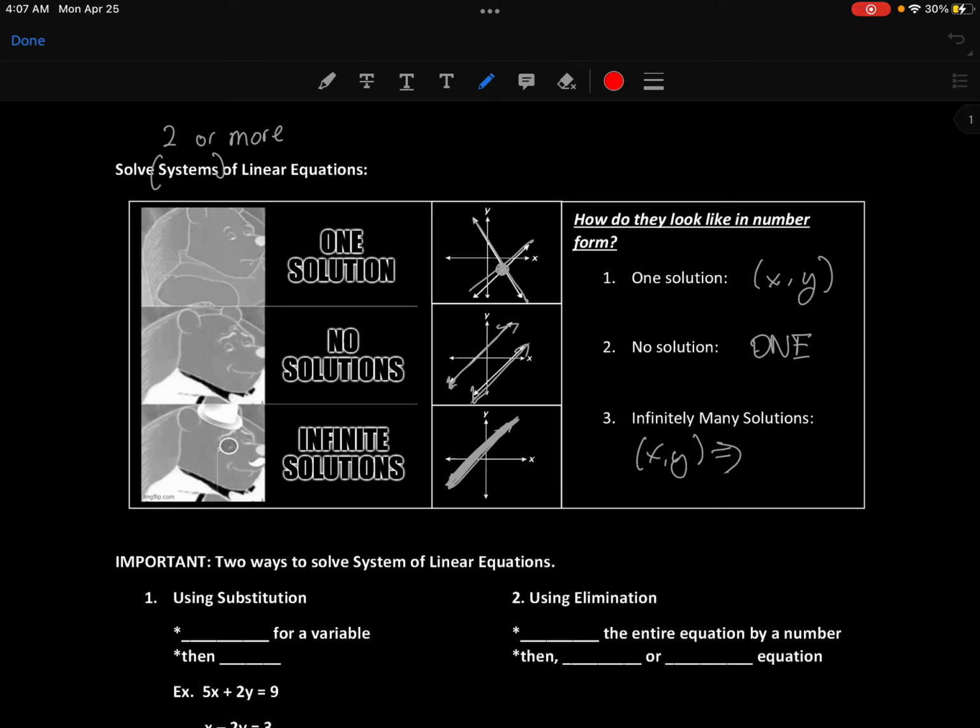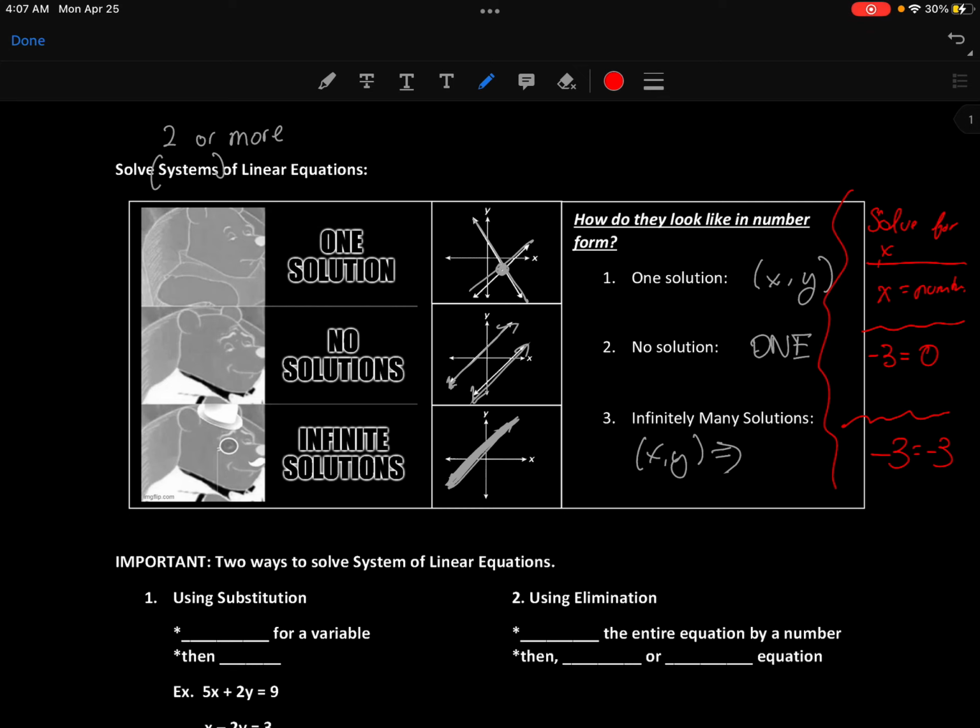Now, in number form, if you solve for x, one solution will give you x is equal to a number. No solution will give you something that looks like -3 is equal to 0. You're going to have two numbers that are not equal. Infinite solutions, when you solve, a number is going to equal the same number. Make sure you memorize this.